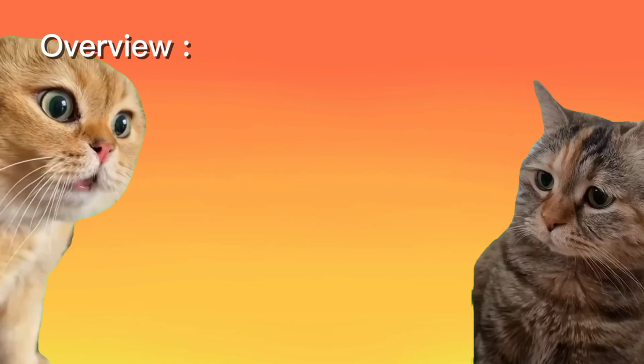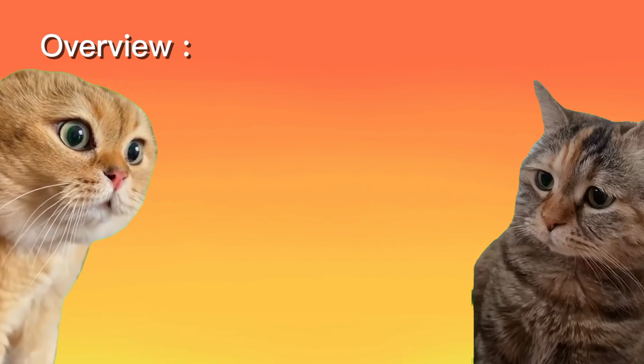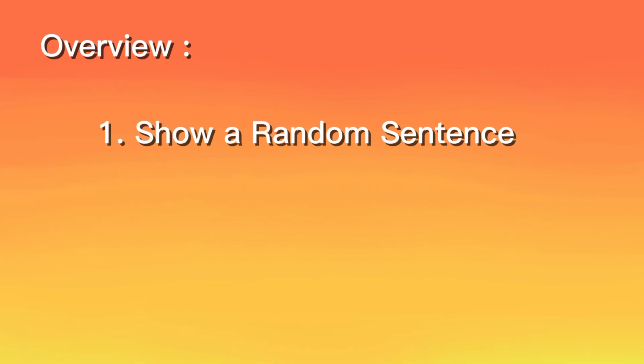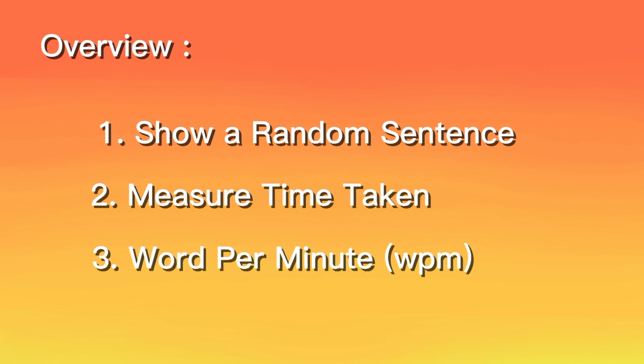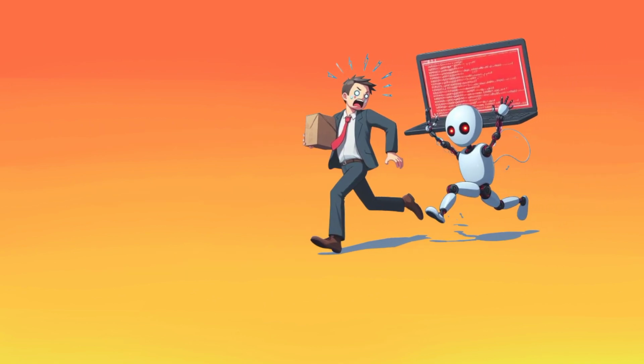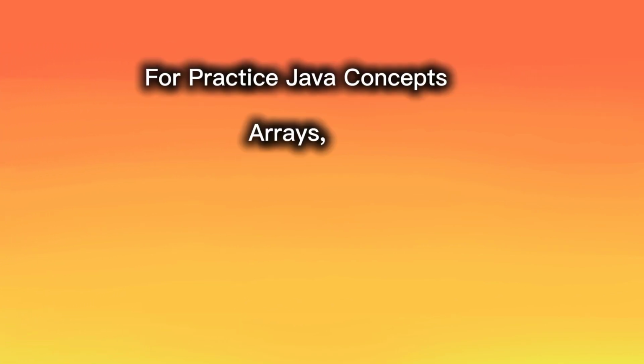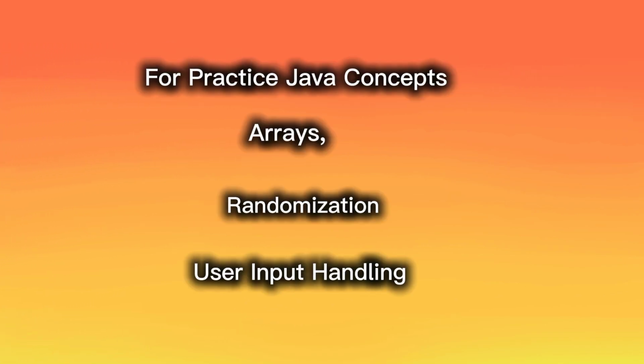Let's see an overview of the program. At first, we have to discuss what this program will do. It will show a random sentence. Then you will measure the time you take to type the sentence. Lastly, it will calculate your typing speed in words per minute and tell you if there were any mistakes in your typing. That's it. For new programmers, it's going to be a great beginner project for practicing Java concepts like arrays, randomization, and user input handling.